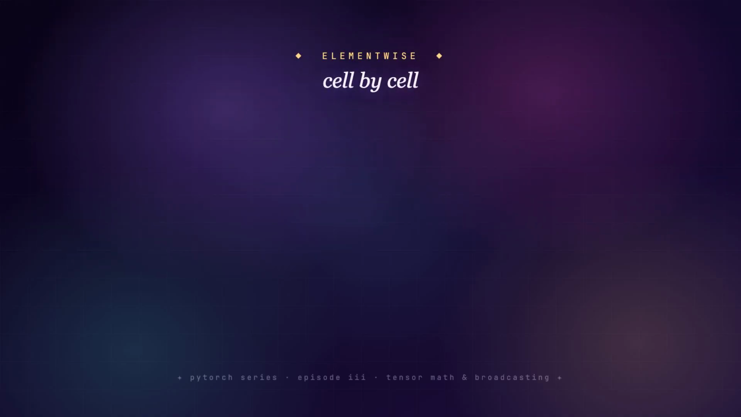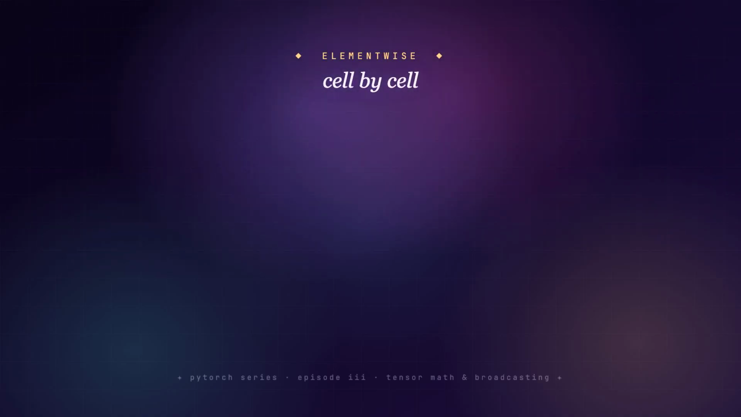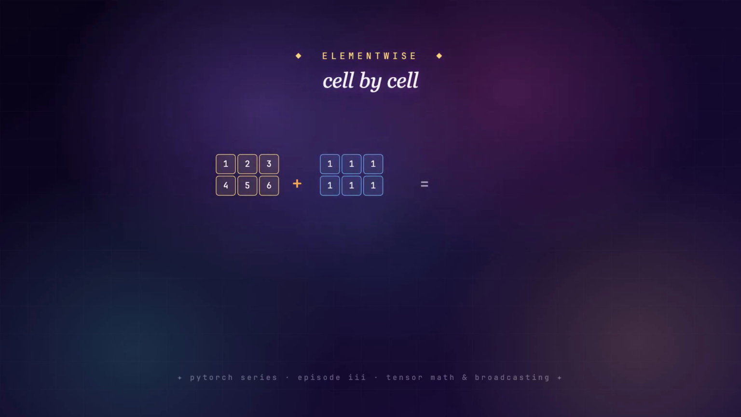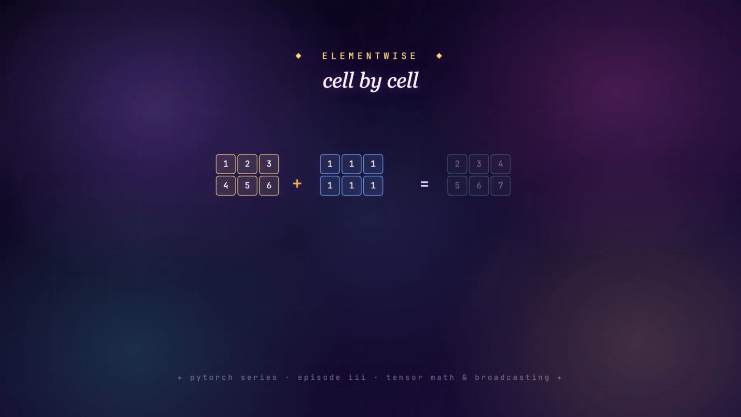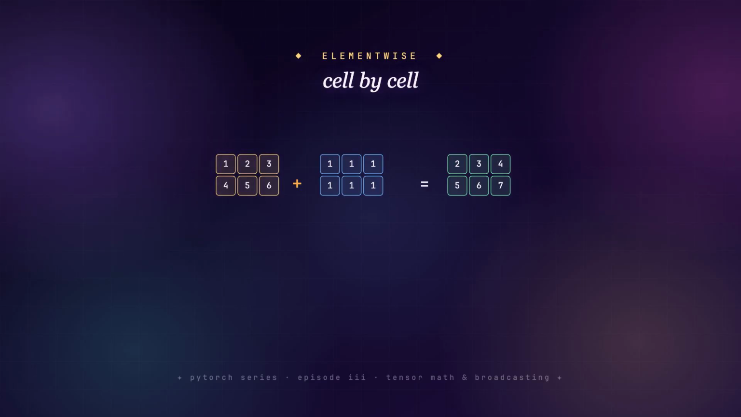Start with the easy case. When two tensors have the exact same shape, every operation just goes cell by cell. Add them, and position 1,1 adds to position 1,1. Multiply them, same thing. Same shape in, same shape out, no surprises, no rules to memorize. This is the floor we build everything else on top of.